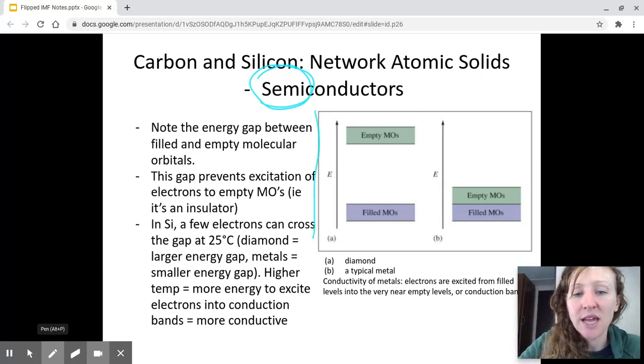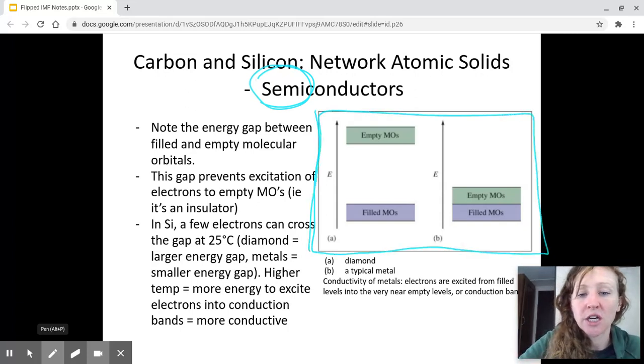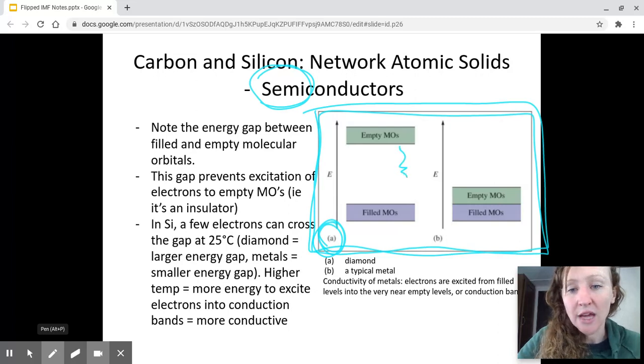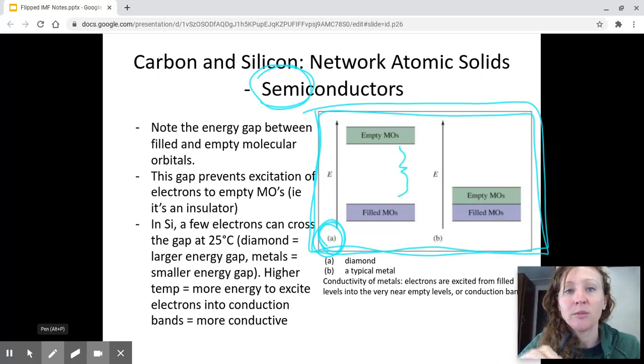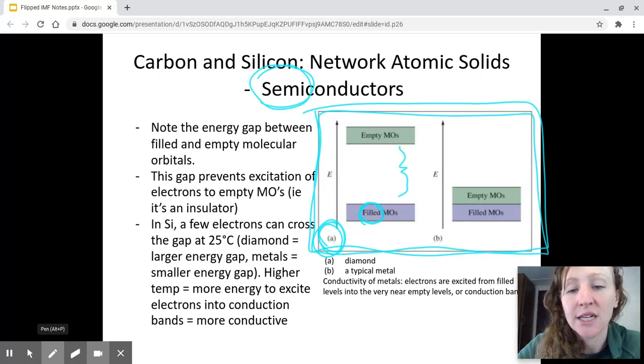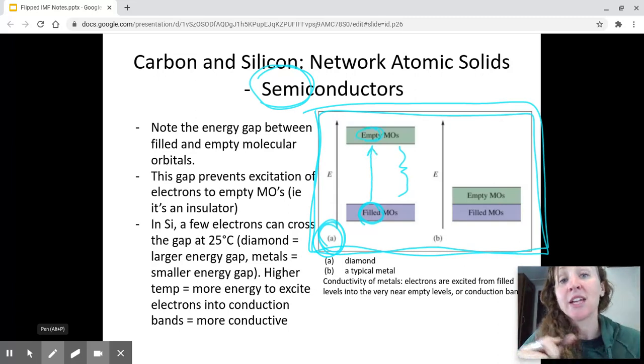So look at this image here. A is going to be the molecular orbitals for diamond. And notice there's this huge energy gap between molecular orbitals for diamond. So if you are going to take some electrons from the filled molecular orbitals and move those electrons like a conductor would do, a conductor moves energy and electricity very easily, you actually have to get that electron way up here into the empty molecular orbitals. That's a lot of energy to overcome.